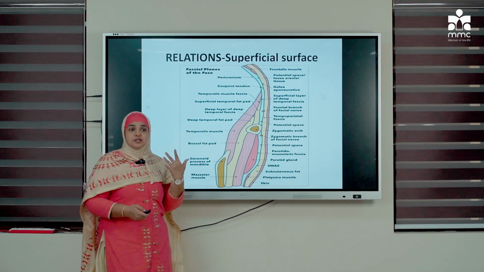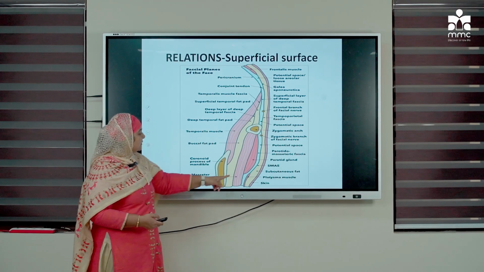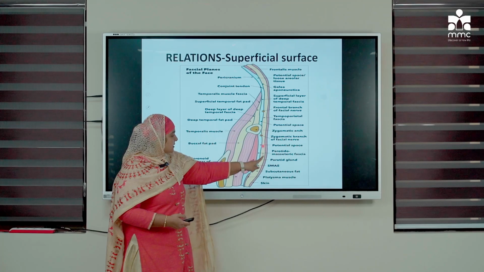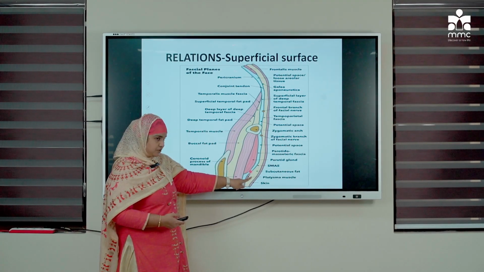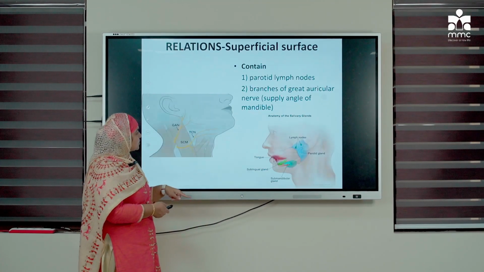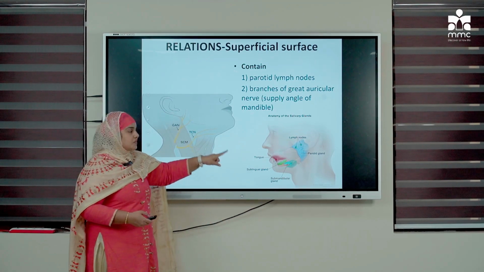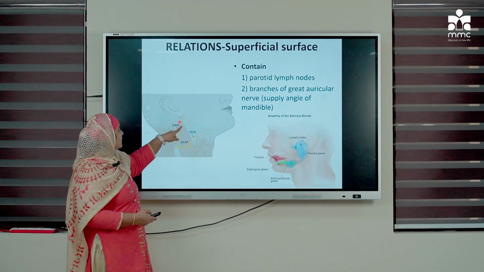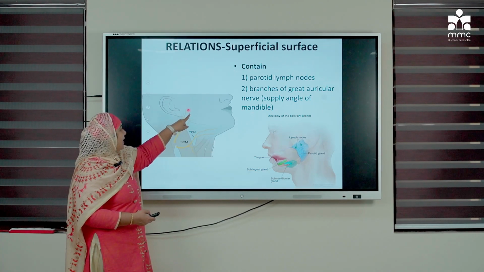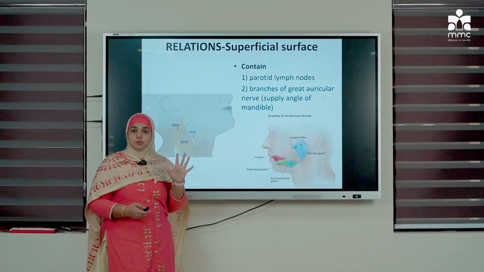What are the superficial relations? Meaning, what are the structures that are related to the superficial part of the gland? We had said earlier, this is the parotid gland. So here we have the skin, then the subcutaneous tissue, that is the superficial fascia, then we have the parotidomasseteric fascia. In addition to that, we also have the superficial parotid lymph nodes, and the great auricular nerve, which provides the cutaneous supply to the face at the angle of the mandible and in the region of the parotid gland. So these are the superficial relations.